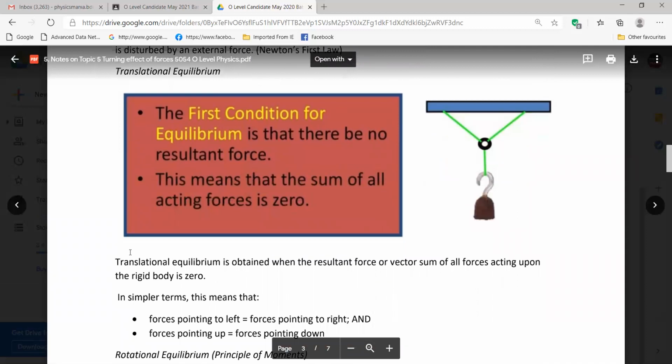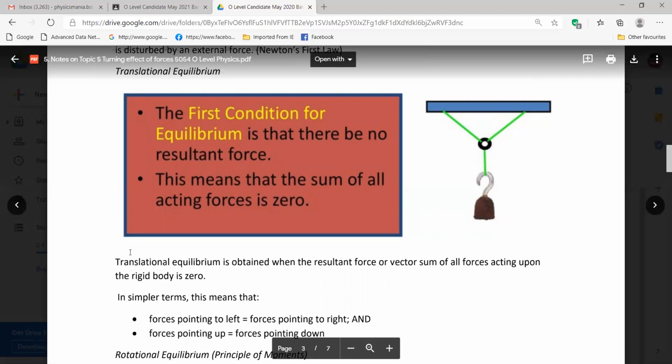So can you continue here, the box one? Translational equilibrium. The first condition for equilibrium is that there will be no resultant force. This means that the sum of all acting forces is zero. So here in translational equilibrium, I told you about forces, right? Yes. Opposite forces are equal. So if opposite forces are equal, that means their sum is zero, right?